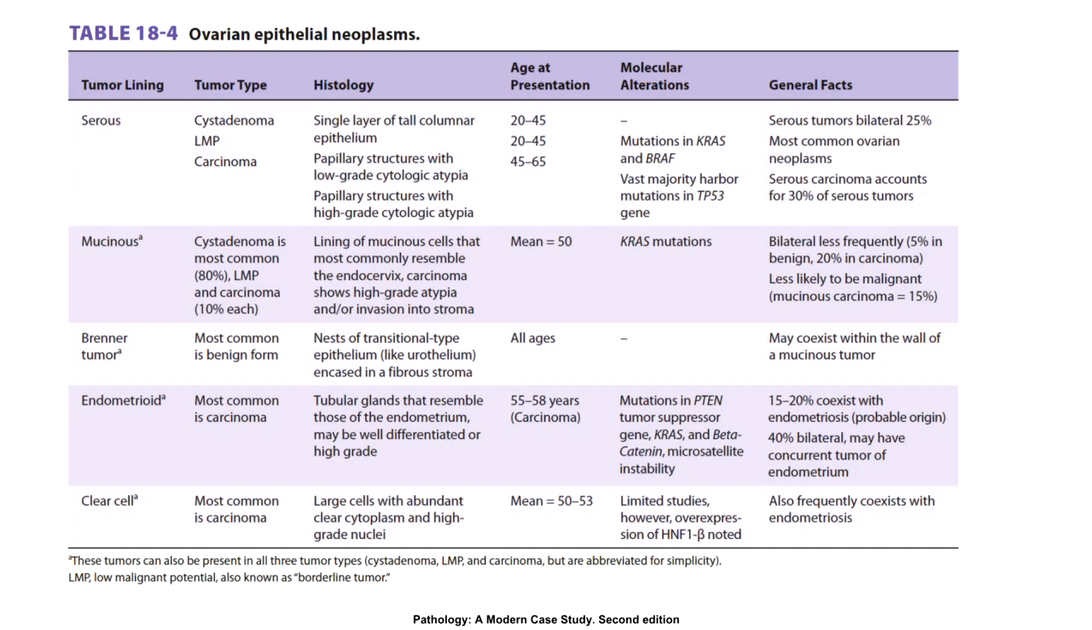So, serous type epithelial neoplasm can be found at any age of presentation, in younger patients, in older patients. They can have molecular mutations, KRAS or BRAF. The vast majority have mutations in the TP53. Serous tumors usually are bilateral.